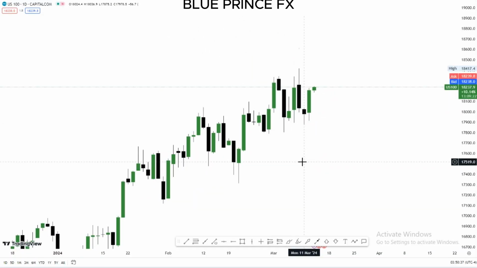Okay, guys, our example will be on the US 100 on the daily time frame, which is Nasdaq 100, right? So what are we doing on the daily time frame? On the daily time frame, we're looking for our bias. So what is our bias?